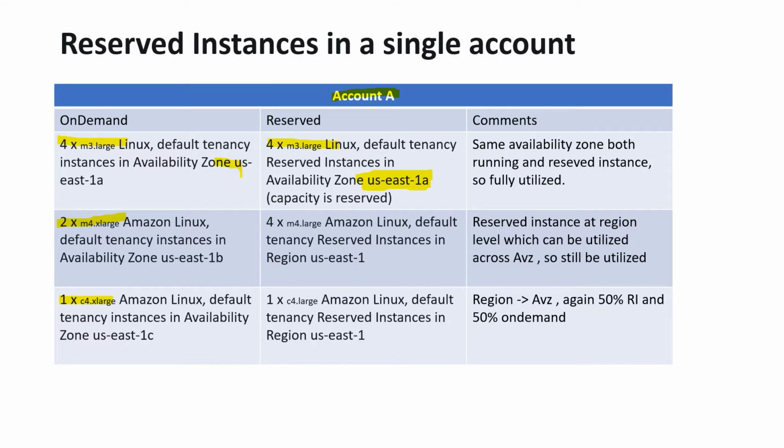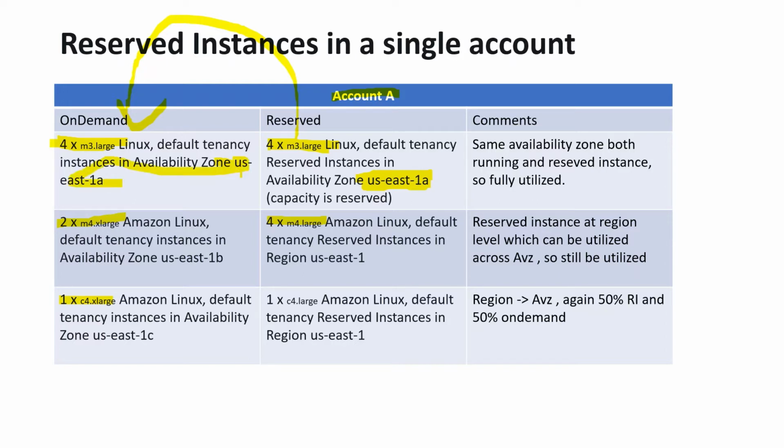On the other hand, we have 4 by m4.large. Okay, let's see how the RI will be applied. So here this is 4 by m3.large. This is also 4 by m3.large. So there won't be any on demand. The RIs will be used for this on demand, which is good, and this will be applied as both are in the same availability zone.